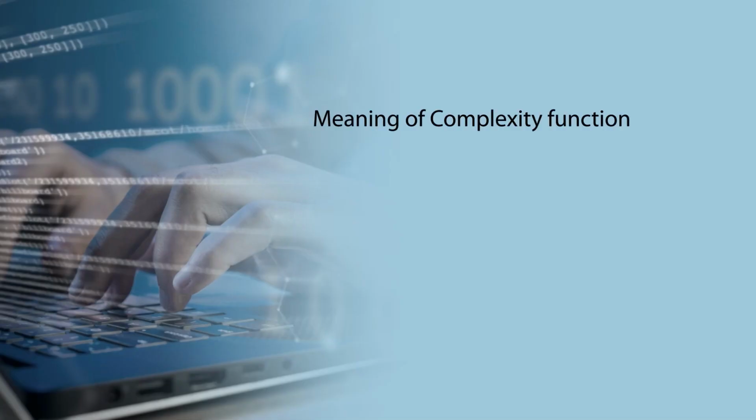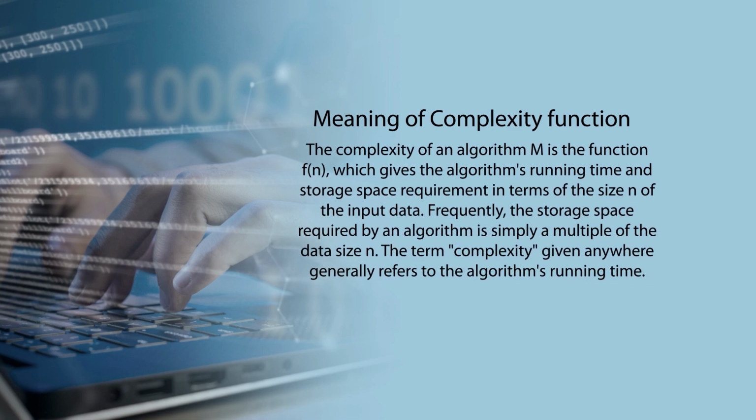So, what is the meaning of complexity function? The complexity of an algorithm M is the function f(n), which gives the algorithm's runtime and storage space requirement in terms of the size n of the input data. Frequently, the storage space required by an algorithm is simply a multiple of the data size n. So, the term complexity given anywhere generally refers to the algorithm's running time.